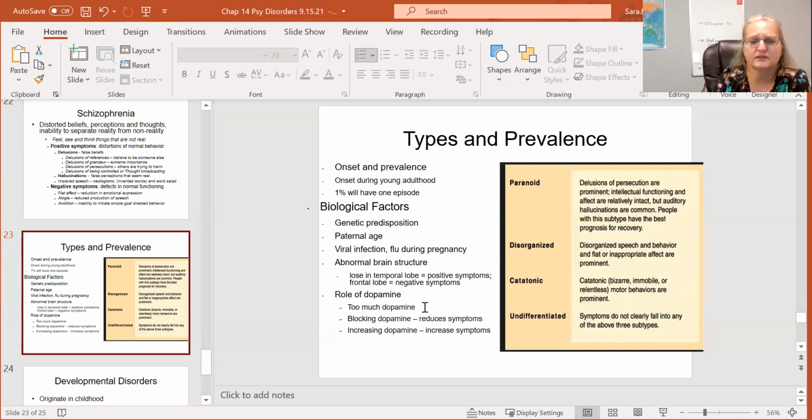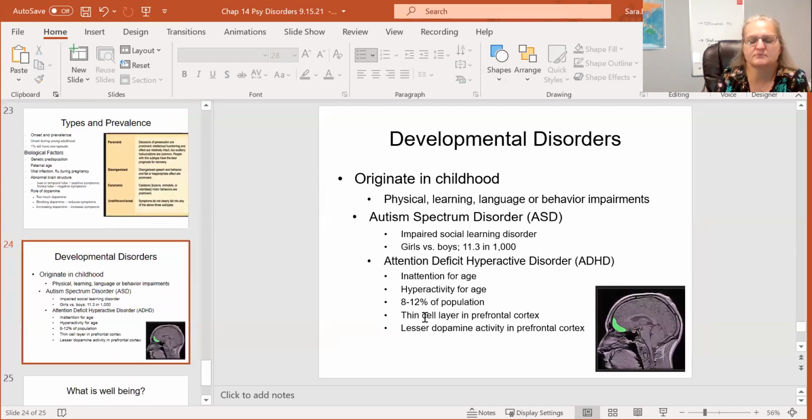We do know that it's related to dopamine, right? Too little dopamine, what does it say? Role of dopamine, too much dopamine. Blocking dopamine seems to reduce the symptoms. And then the last one, I don't know if it's in your textbook. I use different textbooks over the years to make these slides.